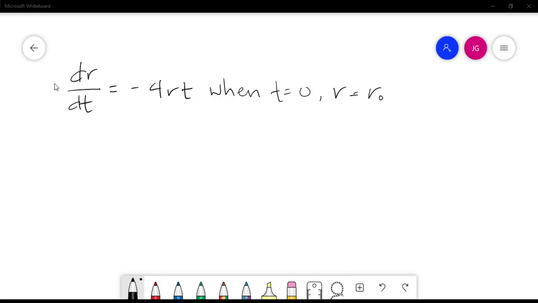Okay, welcome sa atong tutorial guys. So, atong i-tackle karon is about separation of variables.